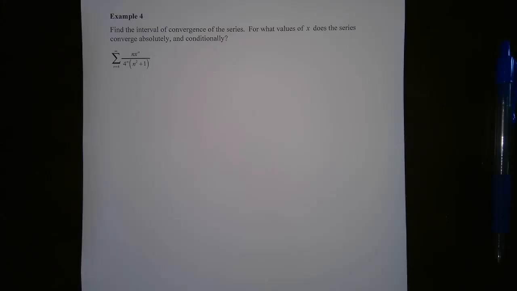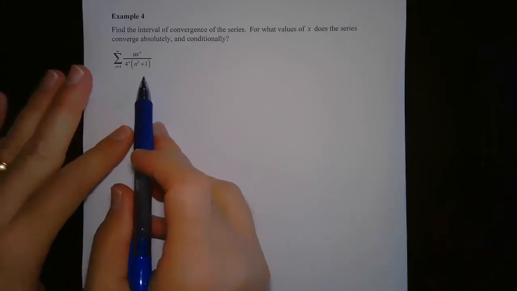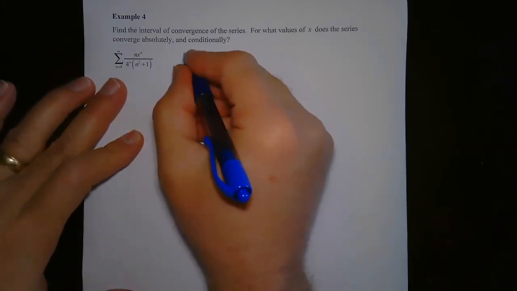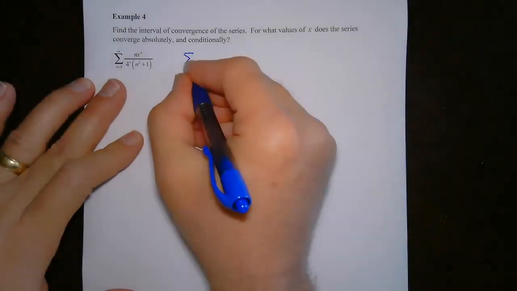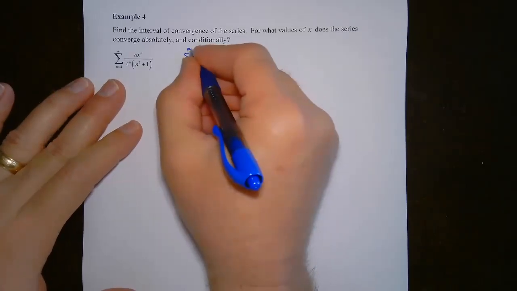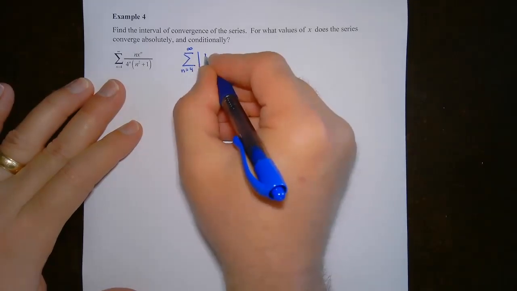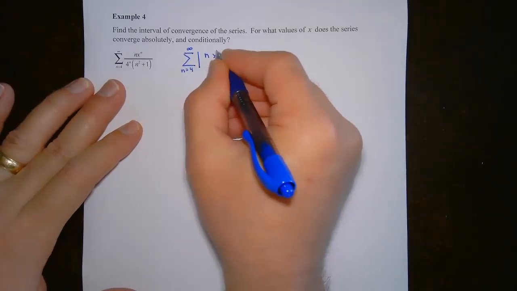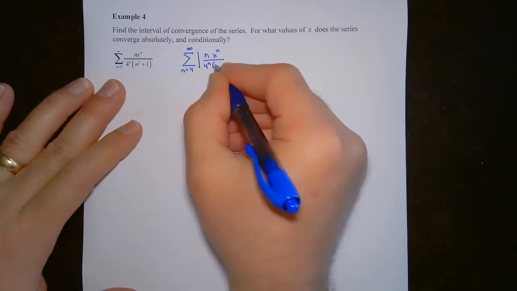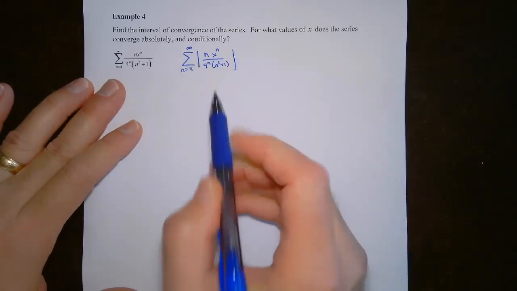All right. So here we go on this one. We're going to check for absolute convergence, the overall thing first. So this becomes the sum from n equals 4 to infinity of the absolute value of n x to the n over 4 to the n times n squared plus 1. So we're checking the absolute convergence of this series.